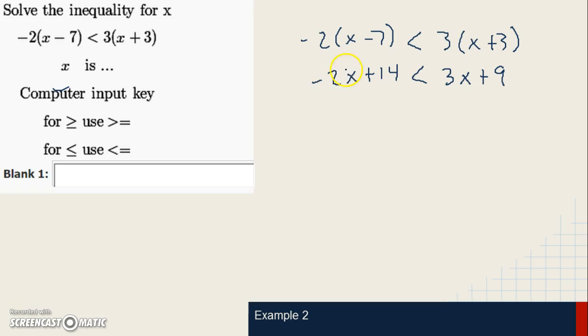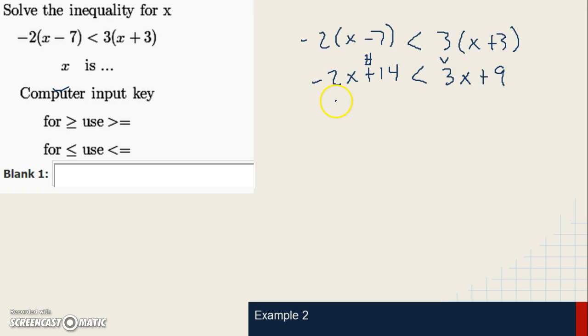Now, because I have variables on both sides of the inequality, I know I need to eliminate my variable on one side. So I'm going to look in front of the variable to see the number. Since there's a negative 2 here and a 3 here, I'm going to choose the side that has the bigger coefficient. So I'm going to make this my variable side. I'm going to make this my number side. I'm going to get rid of all variables on my number side, and I'm going to get rid of all numbers on my variable side.